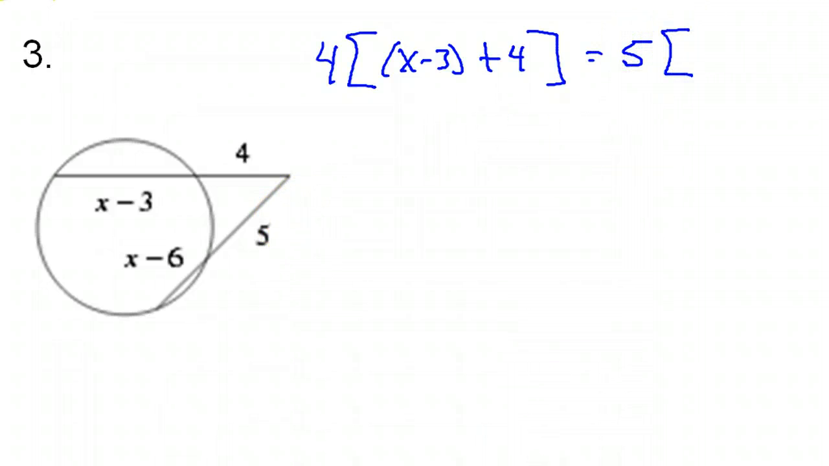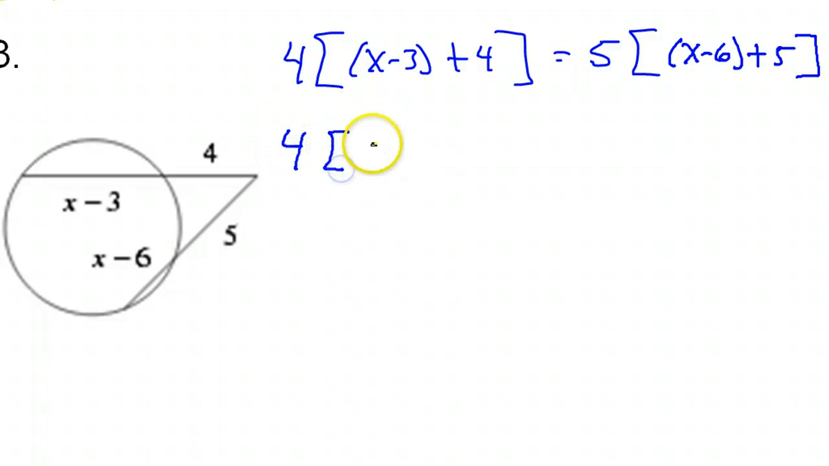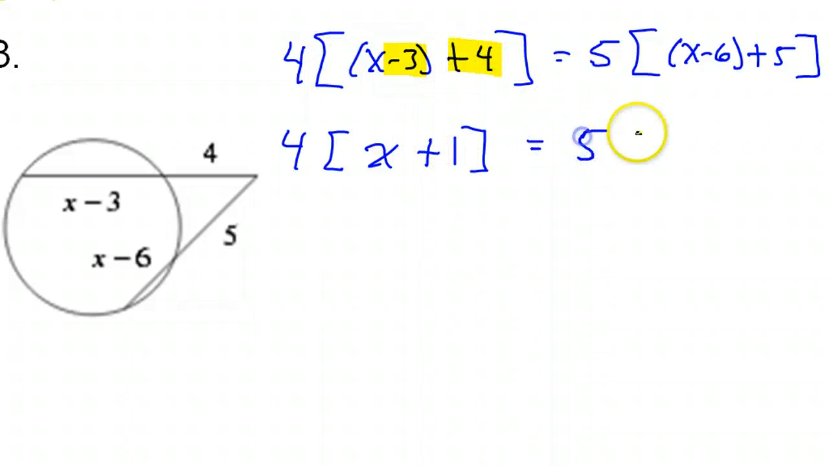Now the whole is going to be this sum. It's going to be x minus 6 plus 5. It's the sum of both of these. So this is going to make 4 times x plus 1. Here I'm just combining like terms: the negative 3 and positive 4 makes positive 1.